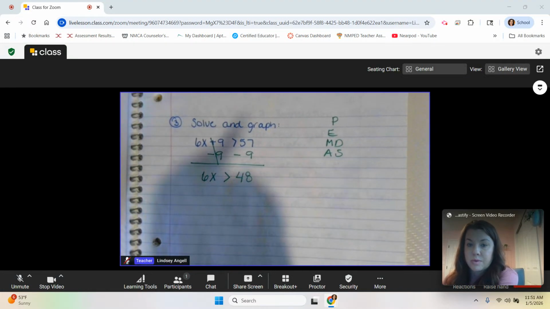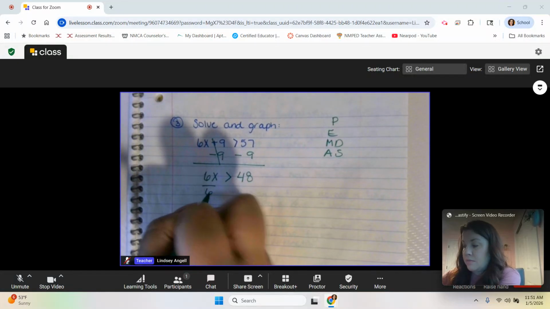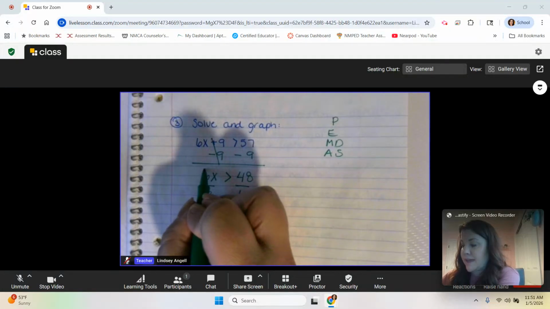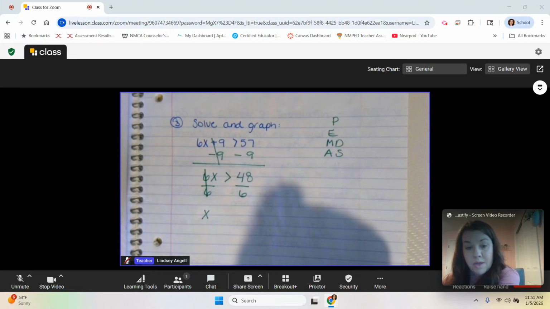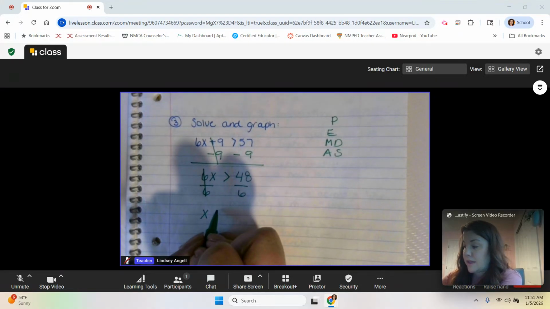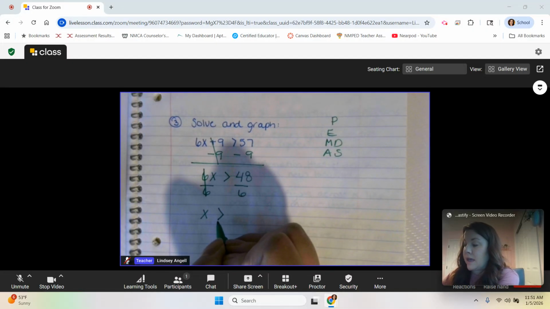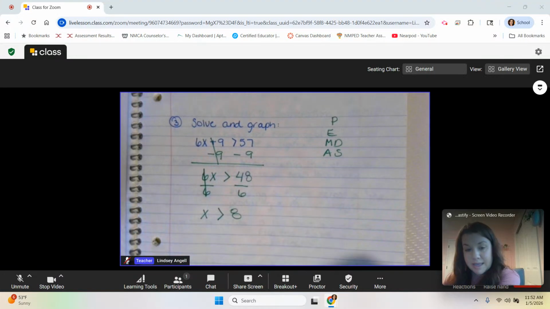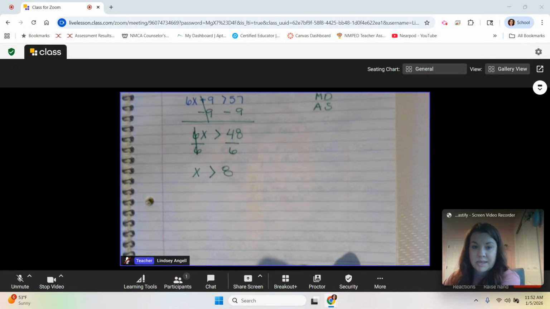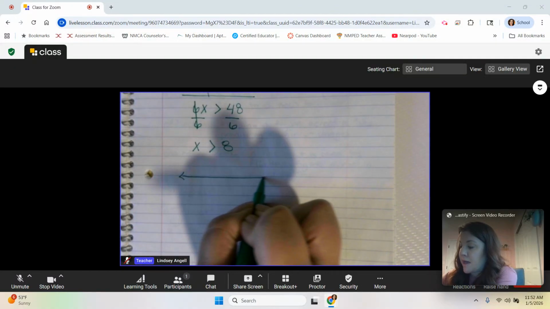Okay, now we're down to a one-step equation. We have multiplication happening. So to get rid of it, we're going to divide both sides by 6. What that's going to do is it's going to cancel out the 6 that's attached to the x. X is now isolated or by itself on the left. Our symbol stays the same for right now as a greater than symbol, and then 48 divided by 6 is 8.